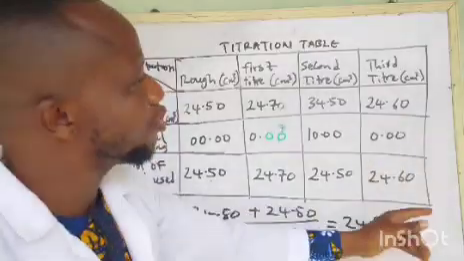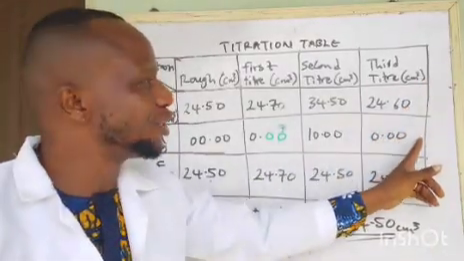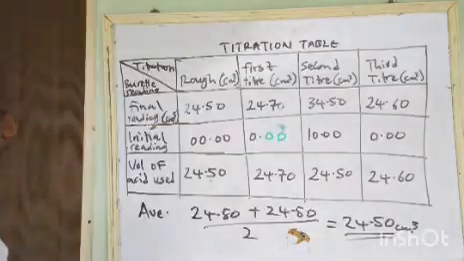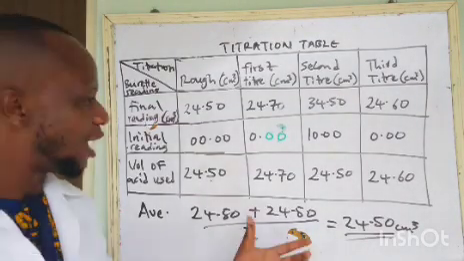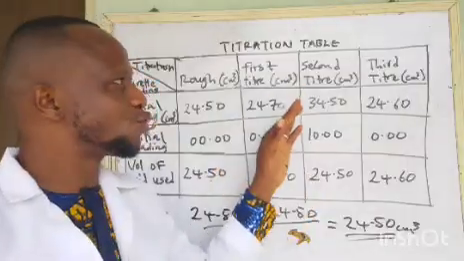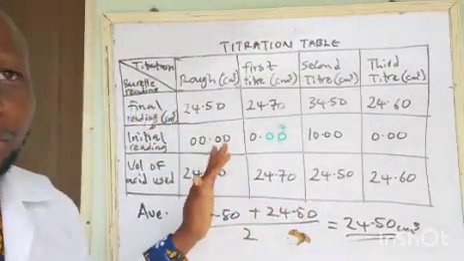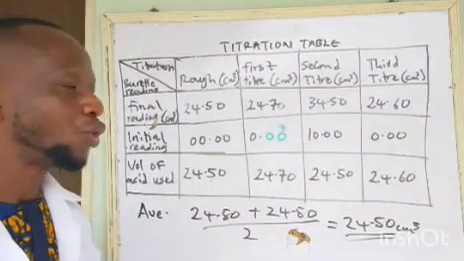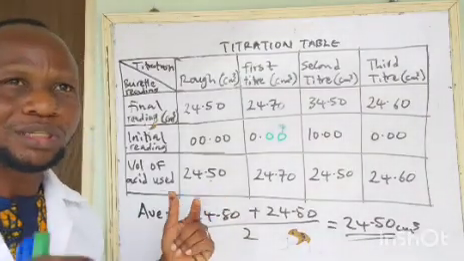So, in the long run, when you are subtracting your initial from final, you must have a harmony. Just take note of that. Having said that, I hope you understood how to get your full mark in drawing a perfect titration table. Now quickly we'll be going to the calculation.